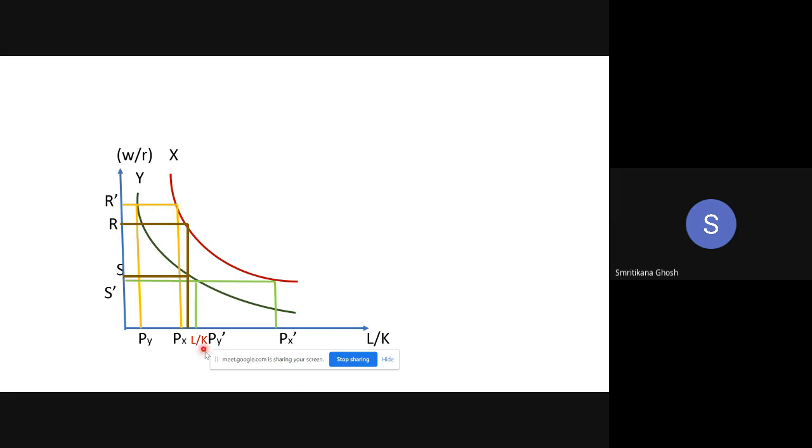Now look, if L by K is this faded green line, say the L by K of any country is represented by this faded green line, then I am saying the wage rental ratio should be within R and S. This is the range of the wage rental ratio, RS. This is my claim.